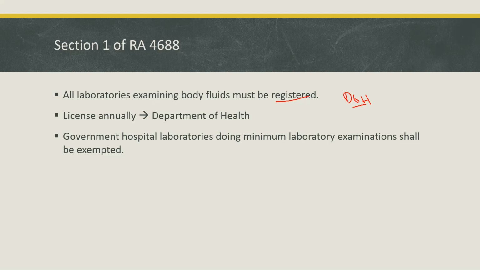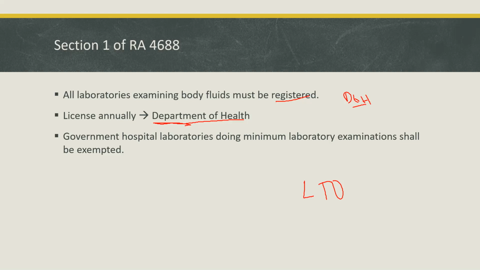So the license to operate, or the LTO, not Land Transportation Office, but rather LTO is referred to as the license to operate, is valid for a span of a year. Every year there is a renewal of this license to operate. Again, the license to operate is issued by the Department of Health, particularly the Bureau of Research Laboratories.